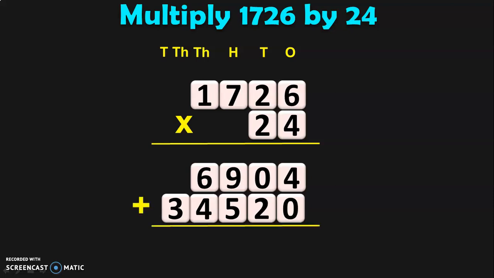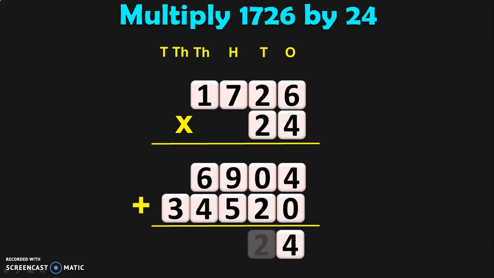The two products are, the first product 6904 is obtained by multiplying 1726 into 4. The second product 34,520 is obtained by multiplying 1726 into 20. So the third step next will be is to add these two products. So begin from the ones place. 4 plus 0 is 4.